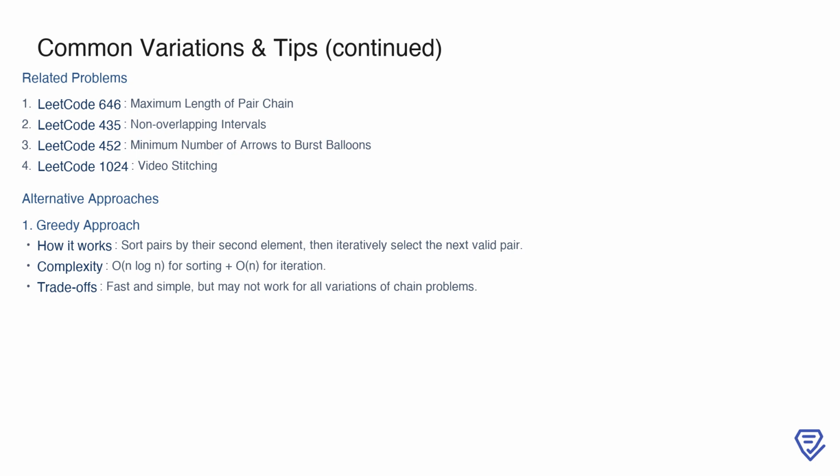One alternative approach for solving chain problems is the greedy method. This involves sorting the pairs by their second element and iteratively selecting the next valid pair to form the chain. The time complexity is O(n log n) due to sorting, followed by O(n) for the iteration. While this method is fast and simple, it's important to remember that it may not work for every variation of chain-related problems. Understanding when greedy methods are applicable is a key skill to develop.